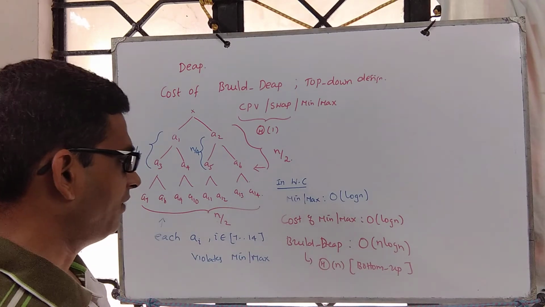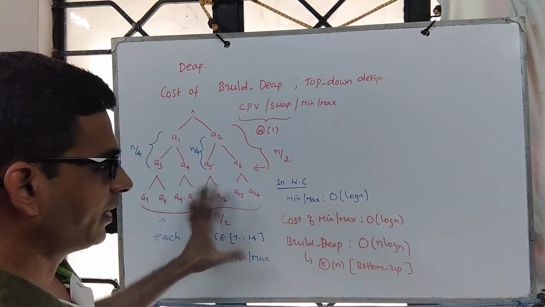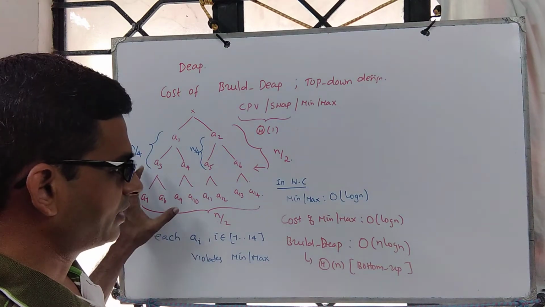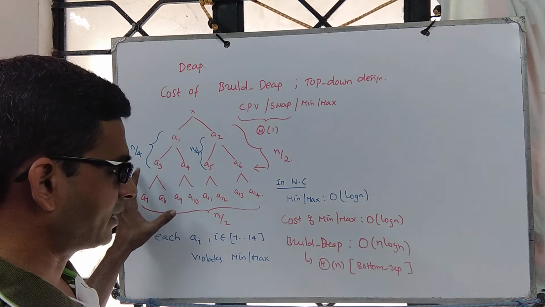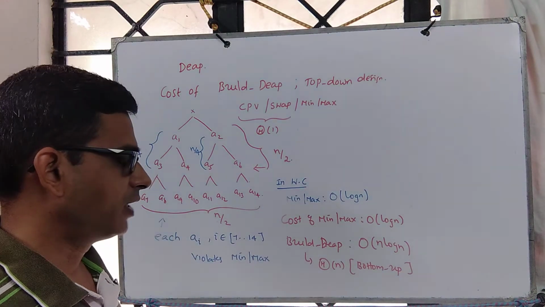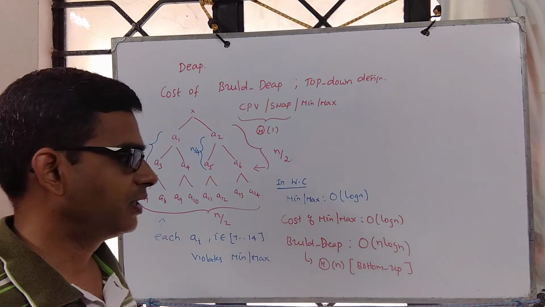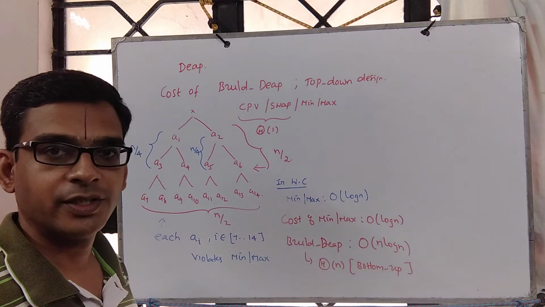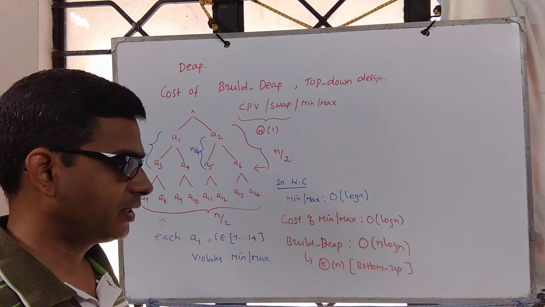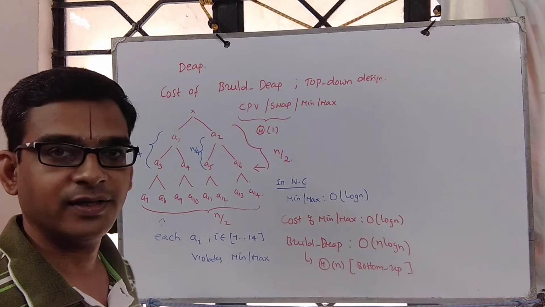Fine, so now what we will do, having constructed deap on n elements, we shall see what is the cost of extract minimum and extract maximum. And so when we extract minimum, how do we set right deap? Which means how do you ensure the heap property and then correspondence property followed by min max, which we shall see next.